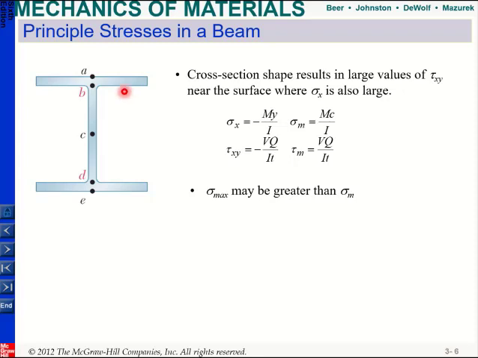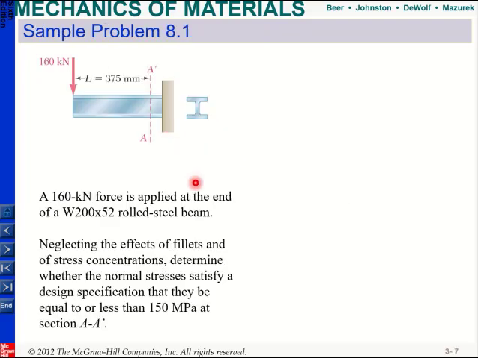So when you check your maximum stresses, you need to look at not only point A, but you also need to consider point B. And depending on the design of your cross section, there might be other important critical points that you need to look at. And what we will do is show an example to show how your sigma max might be different.